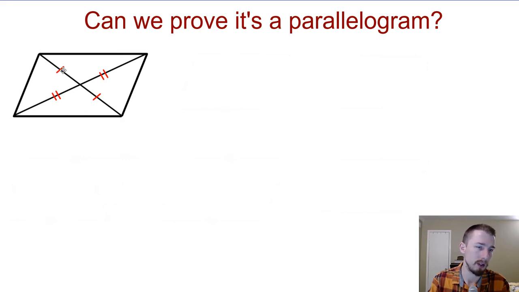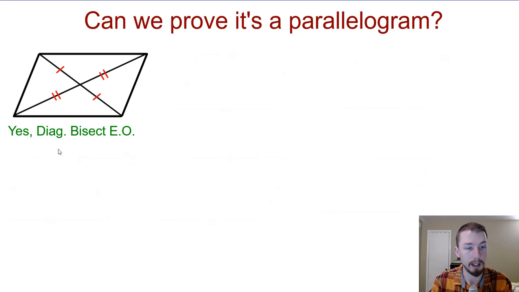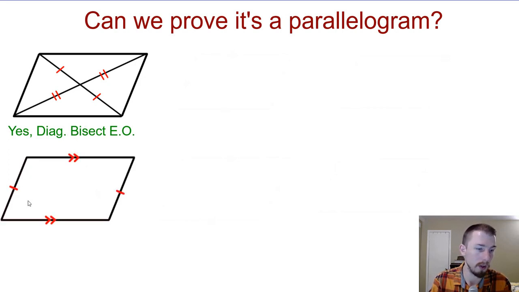Well, on this diagram, it shows that these diagonals are splitting each other into 2 equal halves, right? So this one cuts that one in half and that one cuts the other one in half. Is that one of our 5 properties of a parallelogram? And it is, so we are able to prove that this is a parallelogram because the diagonals are bisecting each other. Let's look at another one.